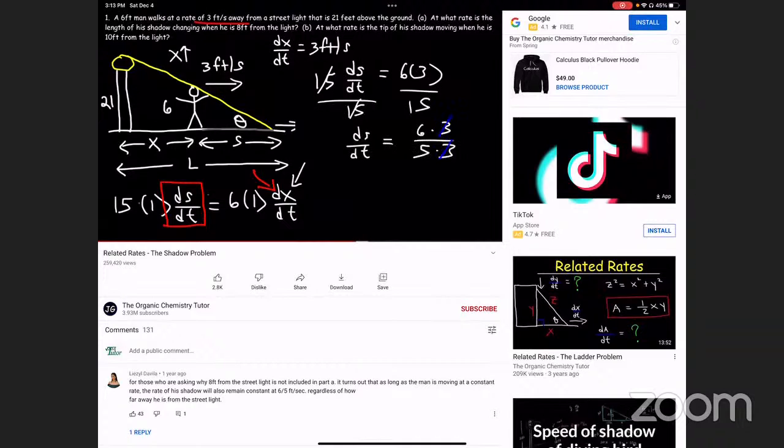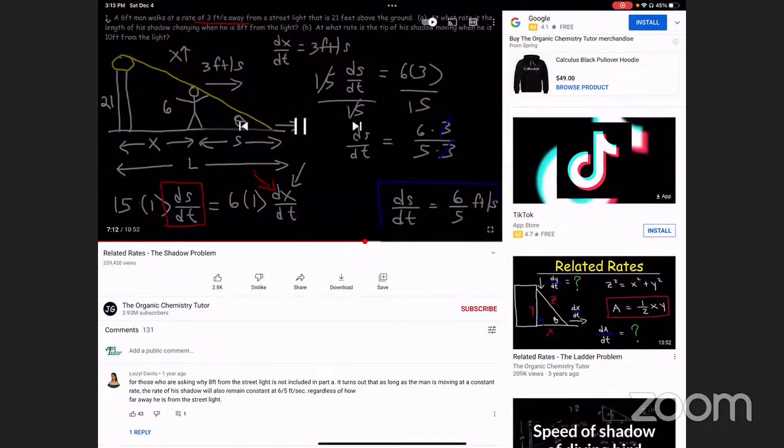Yeah. Now this gives us the final answer for part A. dx/dt is going to be 6 over 5 feet per second. So that's the rate at which the length of the shadow is changing every second. So he plugged in. Okay.